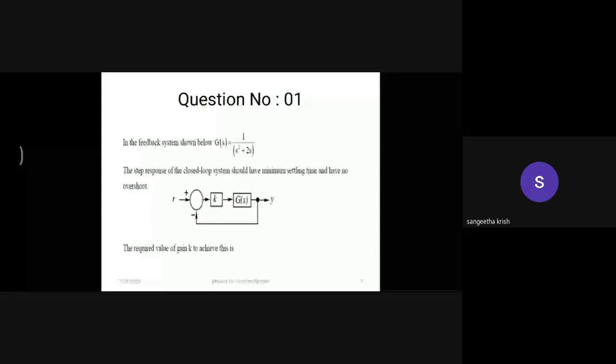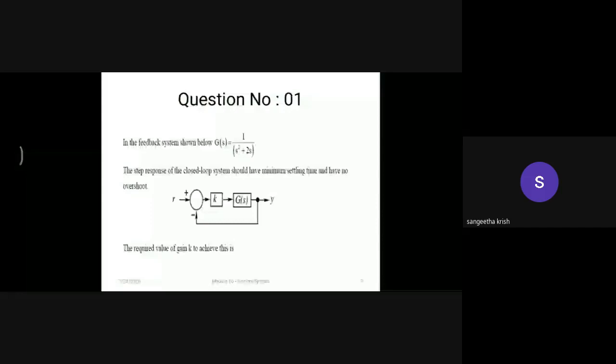Question number 1. In the feedback system shown below, they are given G(s), the transfer function of the system, which is 1 divided by s square plus 2s. The step response of the closed loop system should have minimum settling time and have no overshoot. For this system, what is the required value of gain K to achieve minimum settling time and no overshoot?